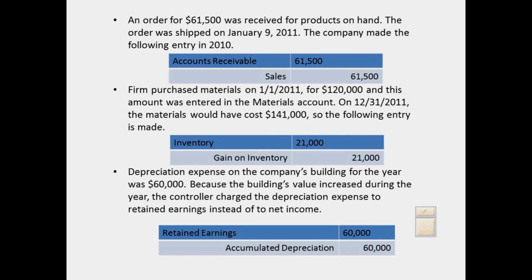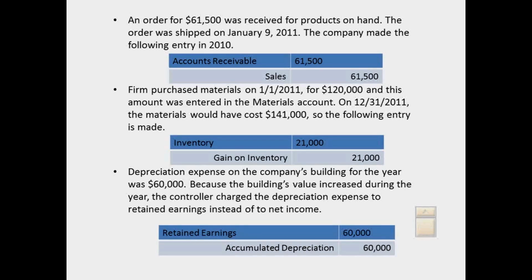Okay, an order for $61,500 was received for products that were on hand, and the order was shipped on January 9th. On January 9, 2011, the company made the following entry in 2010: accounts receivable of 61.5, sales 61.5. Can you do that? Why not? Okay, it hasn't been executed, so you can't recognize this transaction until it's been executed. Right? So it doesn't meet the conditions of recognition or realizability because you can't realize that accounts receivable until you actually send them the product.